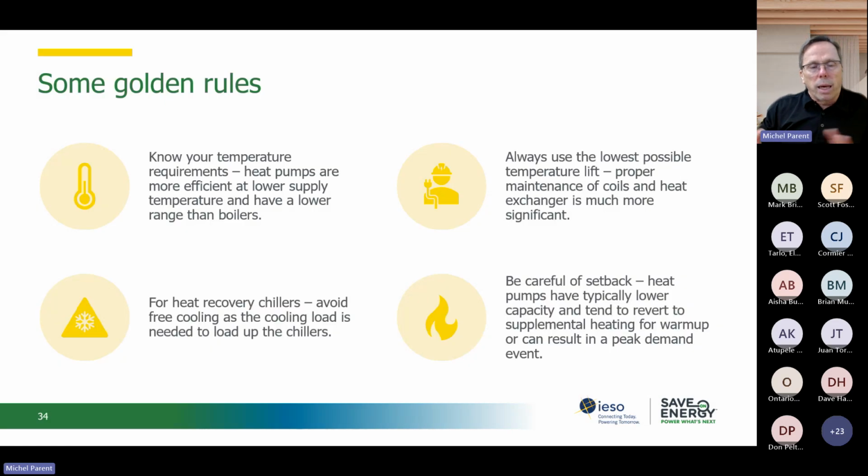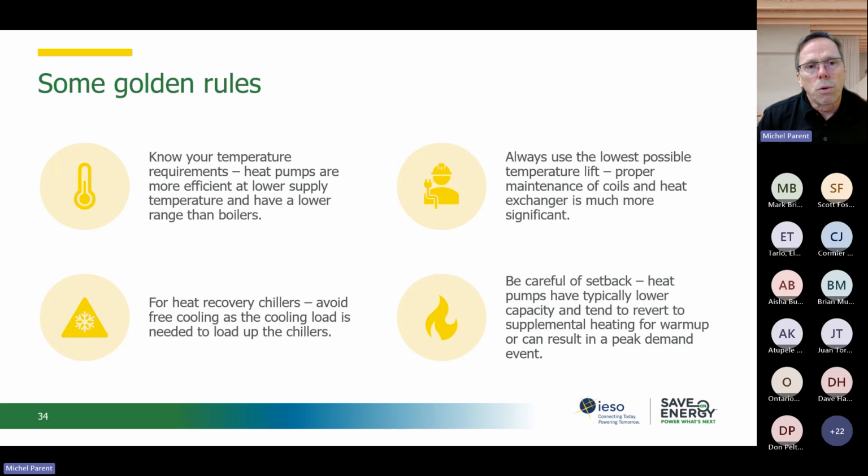Now, efficient operation. I think throughout my discussion this morning, I talked about it. So some of the golden rules to really operate your heat pumps properly and to have them run as efficiently as possible is know your temperature requirements. Your heat pumps will have a definite range in which they can work efficiently. So you need to be able to apply the heat pump that will best fit your temperature level. For heat recovery chillers, avoid free cooling. You want to increase your cooling load. It's sometimes counterintuitive, but that is definitely something you need to do.